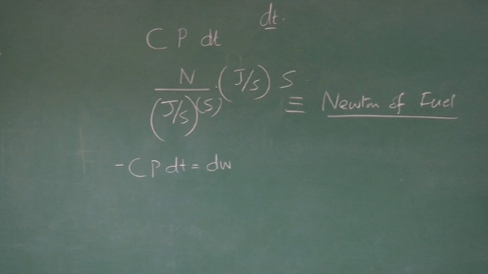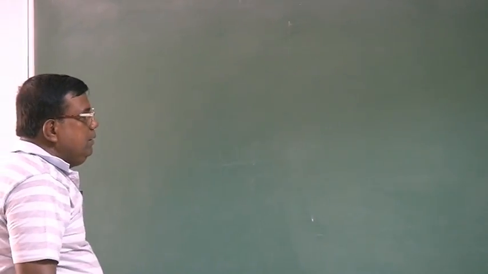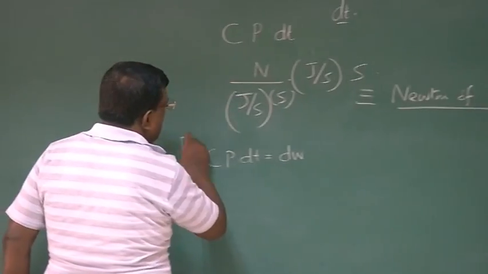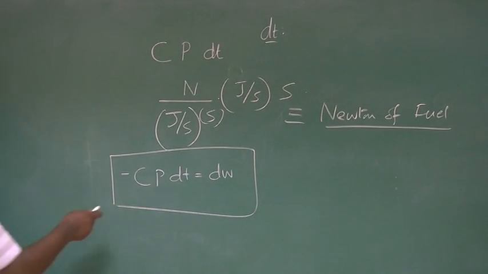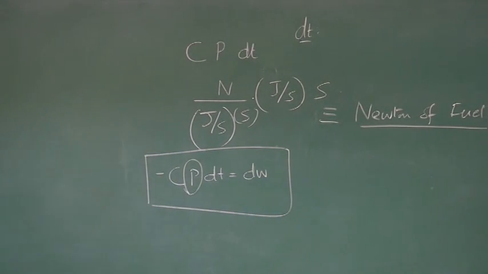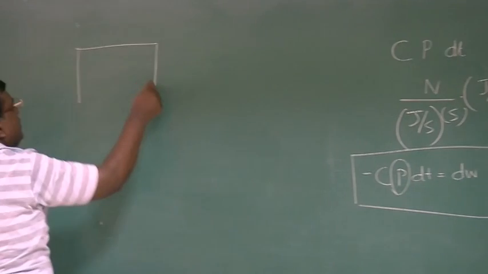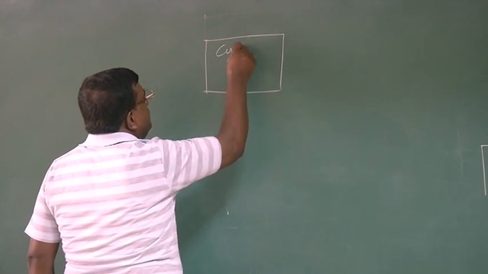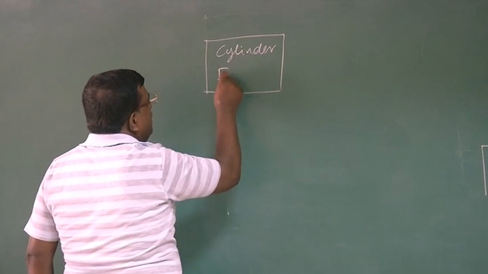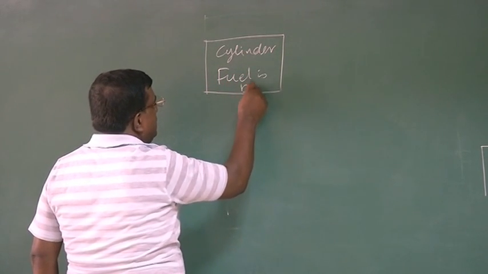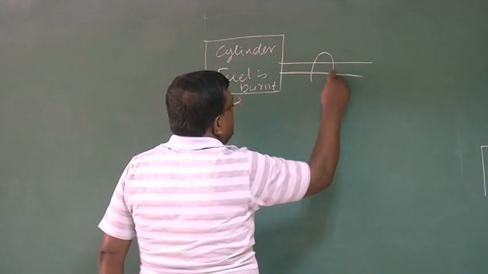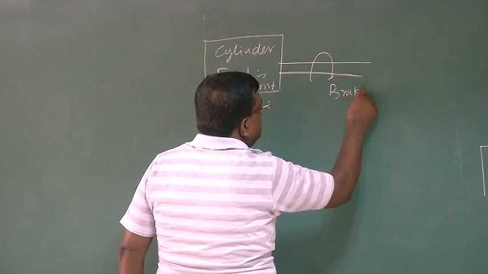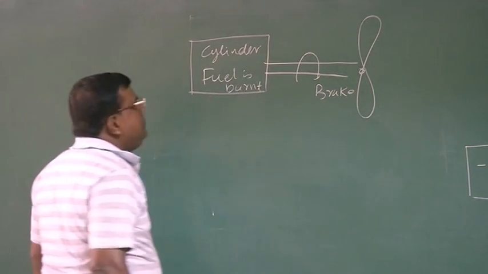Before we go to the next step to utilize this, let us have a closer look at this term Cp dt. I would like to understand better what this P is, right? So let us come back to the basic mechanism. You know, there is a cylinder, and here the fuel is burnt, and then this power is generated at the brake, and here we put a propeller, right?